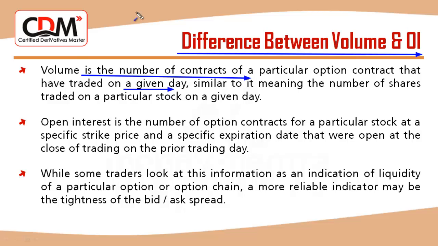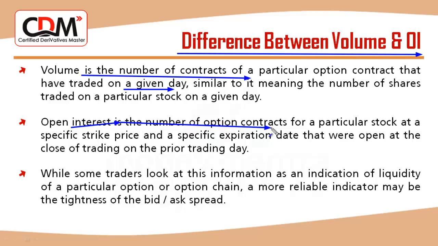Okay, so open interest is the number of option contracts for a particular stock at a specific strike price and a specific expiration date that were open at the close of trading on the prior trading day. It means open interest is the total number of option contracts which are still pending in the market and still yet to be executed.